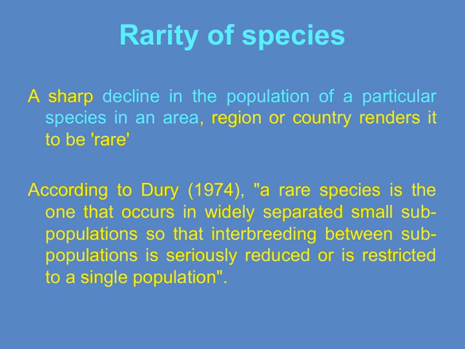According to Durry in 1974, a rare species is one that exists in small, widely separated subpopulations. This means the populations are scattered across different locations and are quite limited in size. Because these subpopulations are isolated from each other, interbreeding between them becomes seriously reduced or even impossible in some cases.